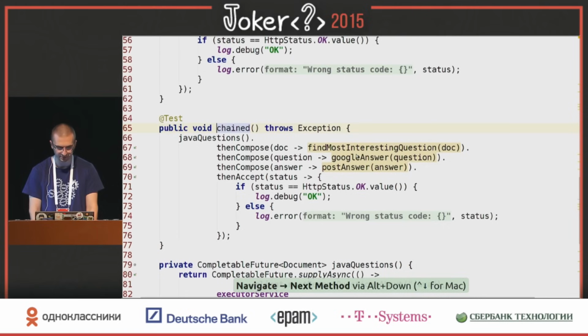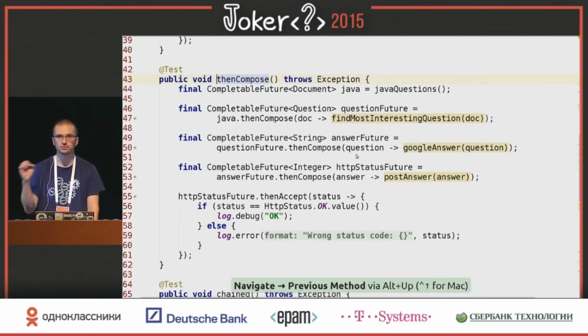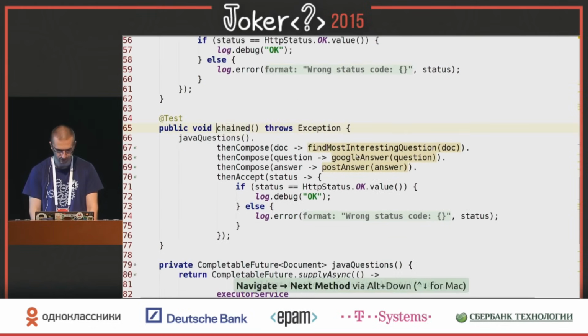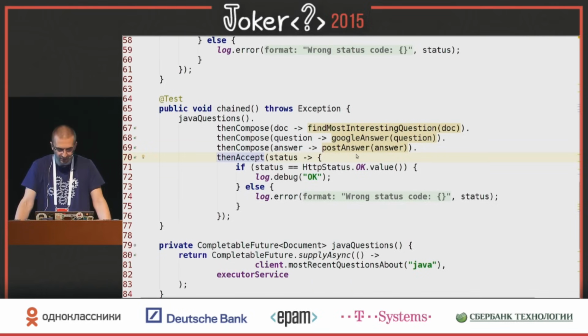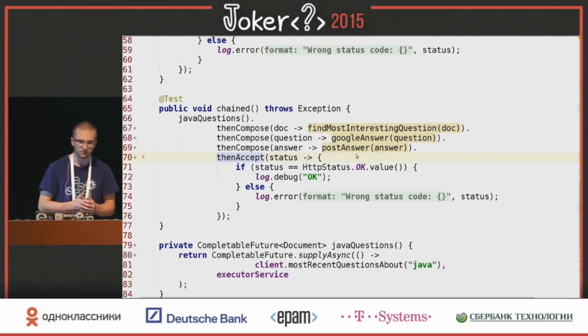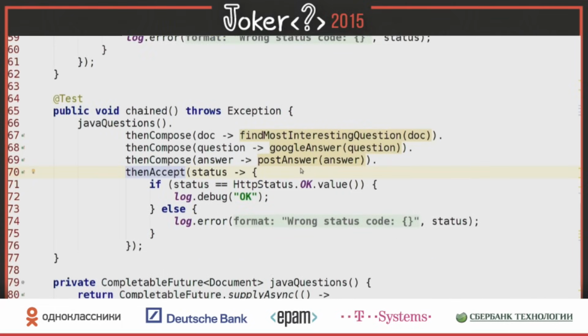The actual implementation might look like this. And by the way, this code you see here is actually the exact equivalent of this one, just without all the intermediate variables. So let's go back to it. You have Java questions, this one returns a future, then compose, then compose, then compose, then compose. That's it. And you might think that this is just a purely syntactic thing, that we are just avoiding callbacks or nesting and whatever. But think about it for a second.